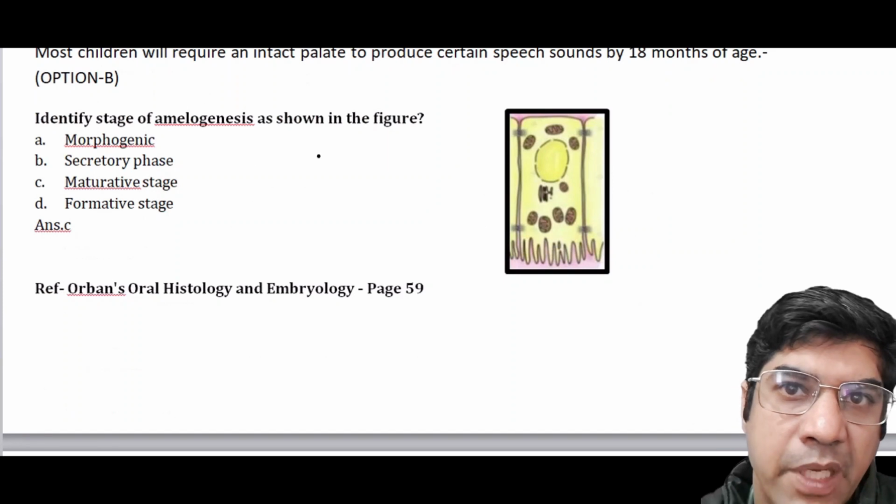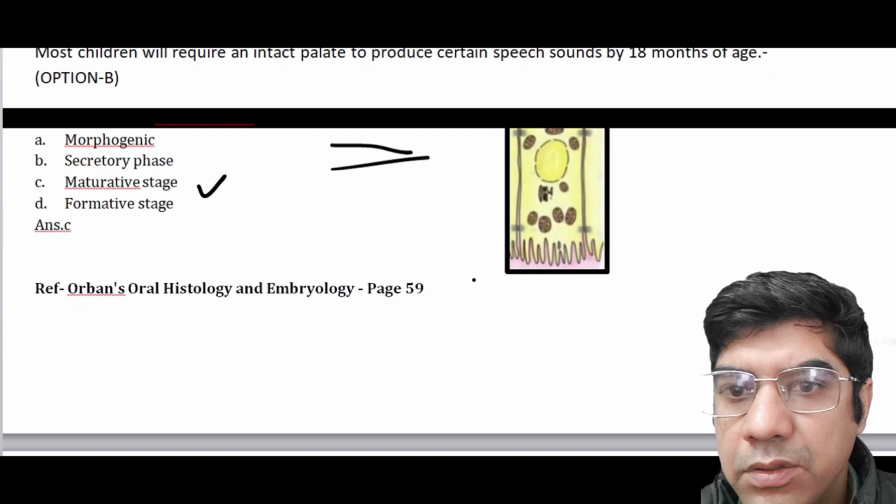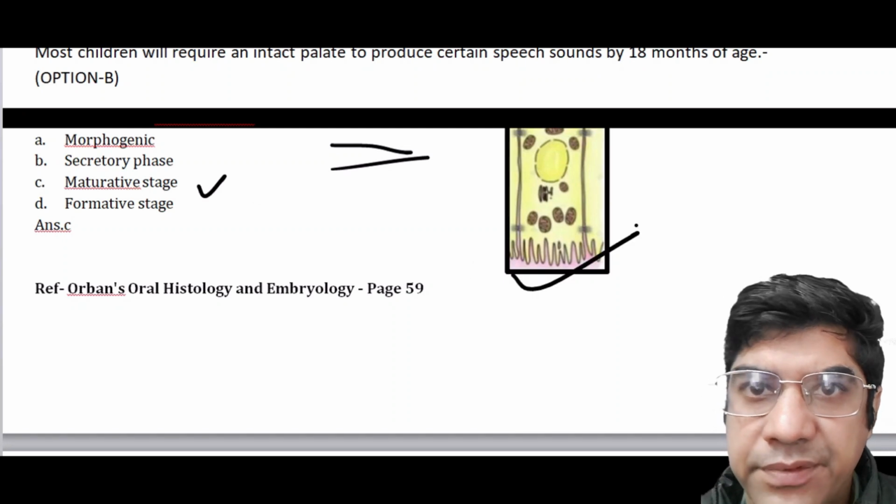Identify the stage of amelogenesis as shown in the figure. The answer is maturative stage. So this one is the maturative stage.